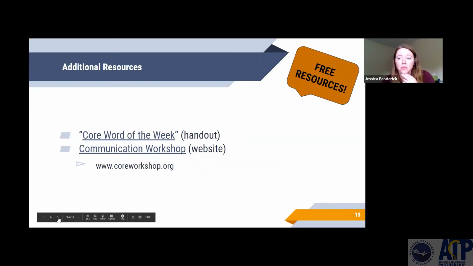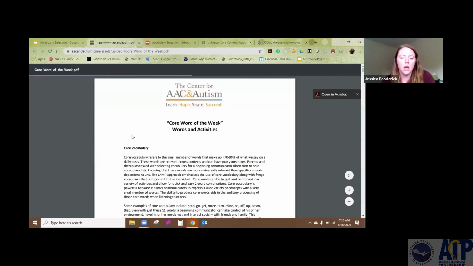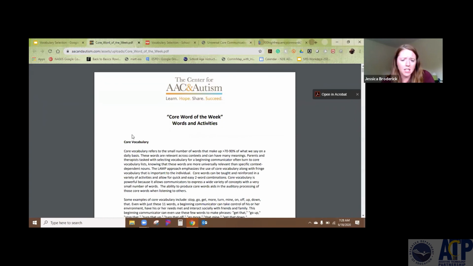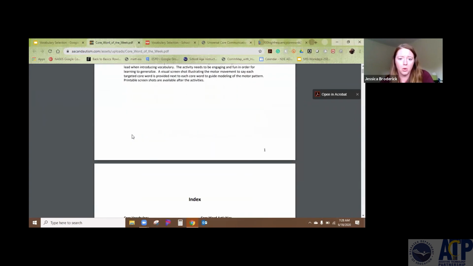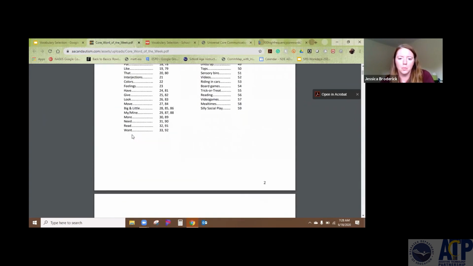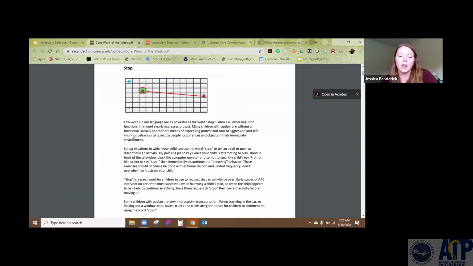A few additional resources before we finish here. One is this core word of the week, which is a handout I've provided to you. This is from the Center for AAC and Autism. And it does use the LAMP or Unity board look here, but that doesn't matter because it has a lot of good information. So it would be able to be used with whatever system you're using.